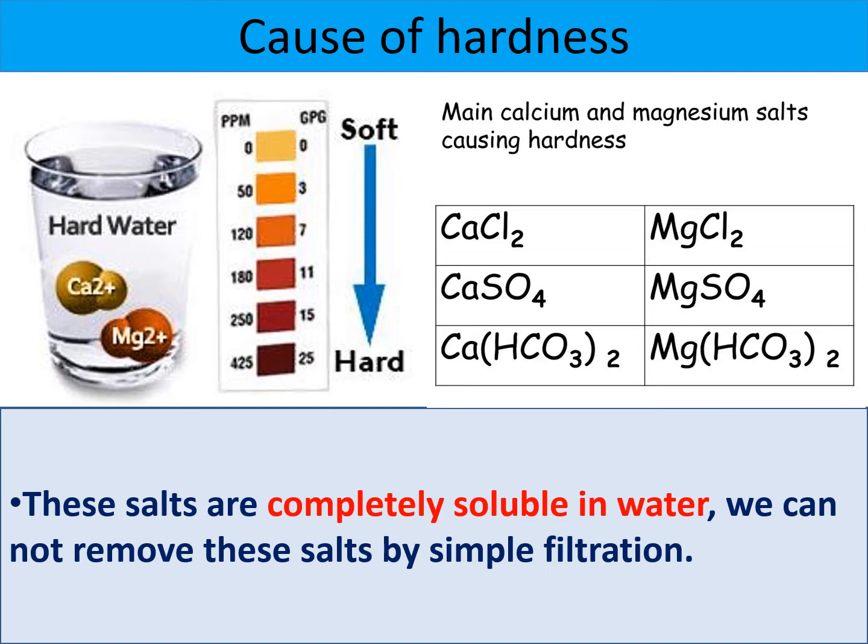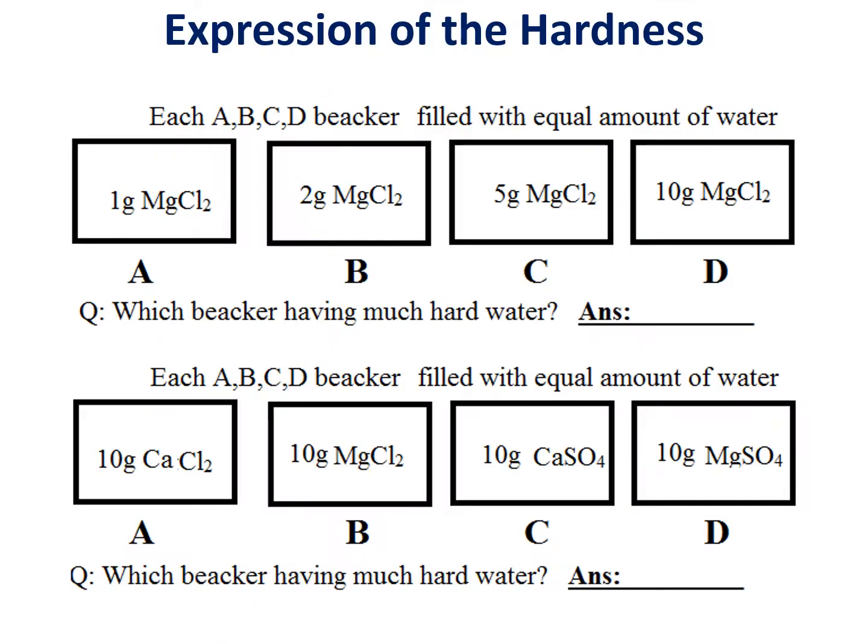If they were not soluble in water, we could easily remove them by filtration, but they are completely soluble in water. That makes it very difficult to remove them from water, and they create hardness. The important thing here is, if water contains any one of these salts, not all six required, that water is also called hard water. For example, if only calcium chloride is present in the water, that is also called hard water. If all six salts are present, that water is also called hard water. So this is the important thing.